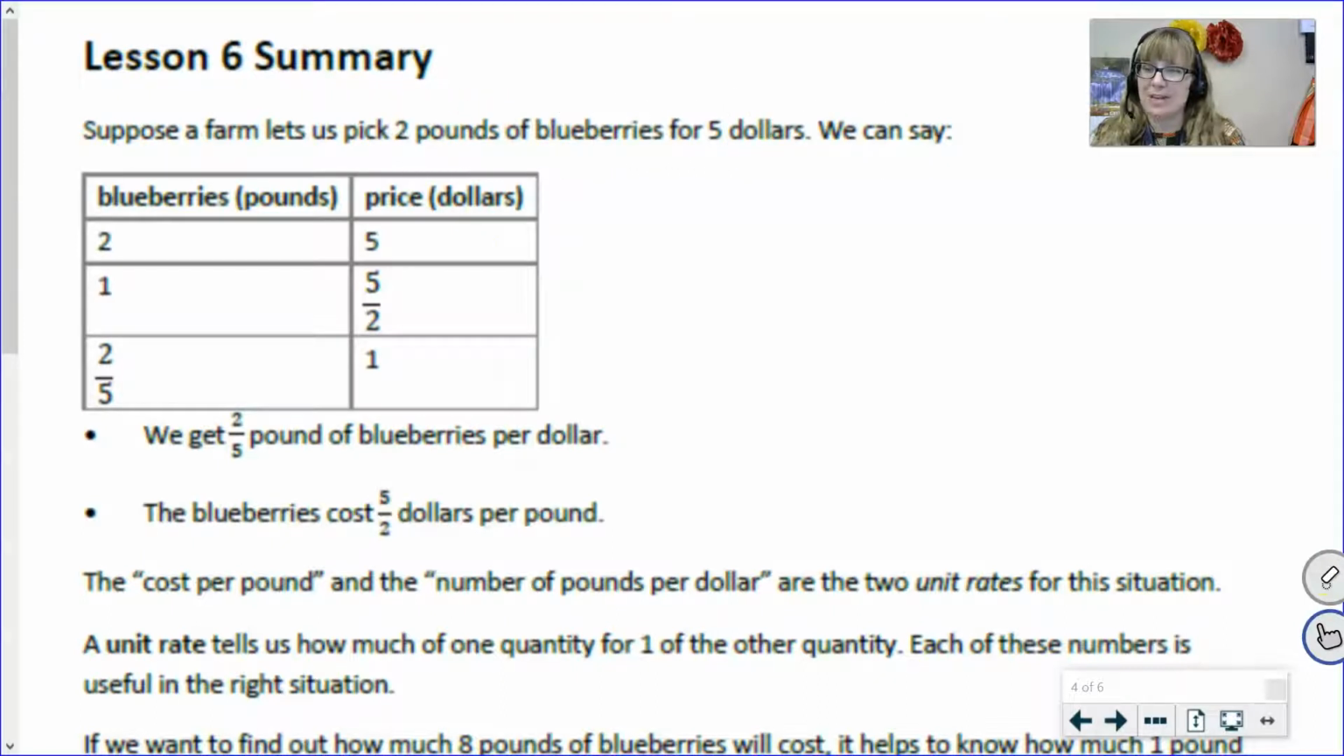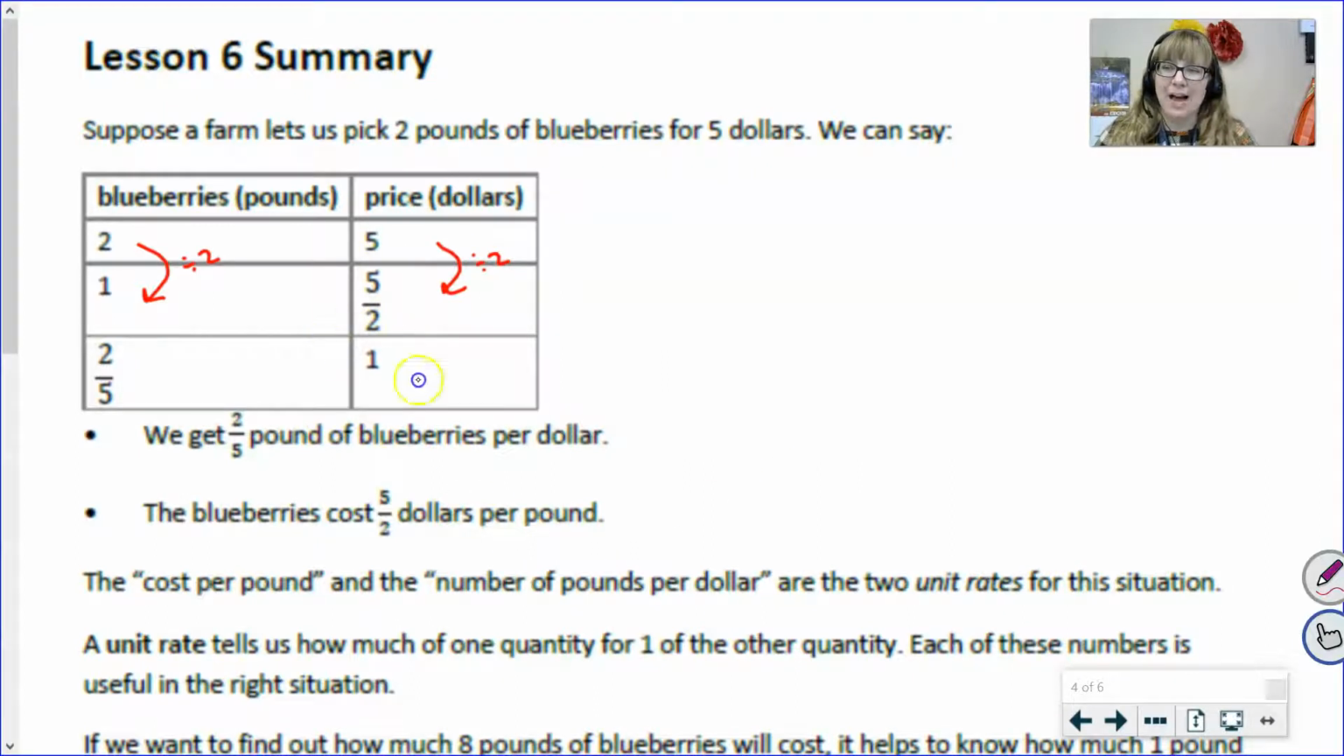So again, we can see that information given to us right here in the beginning, 2 pounds of blueberries, and $5. And what we can do with that information, I'm going to draw these arrows, and so that should prompt those questions, and we ask, how does a 2 change to a 1? We divide it by 2. That means that I'm going to take this number 5, and I'm also going to divide it by 2. 5 divided by 2 is 5/2.